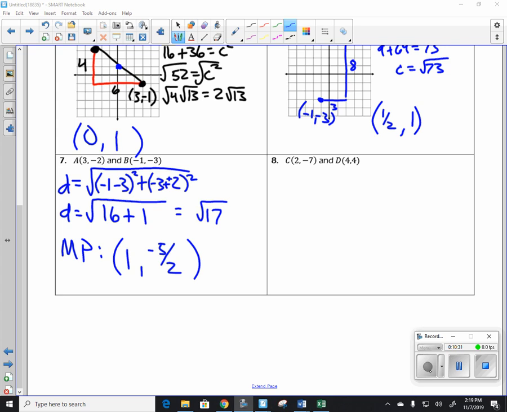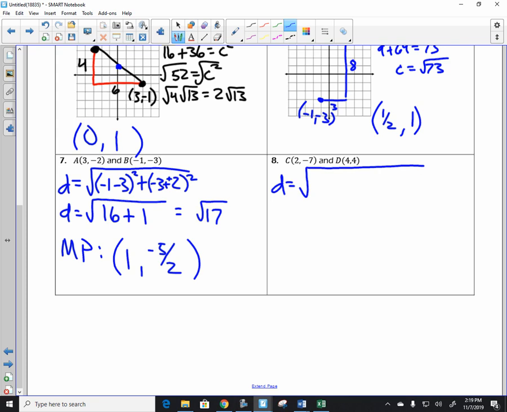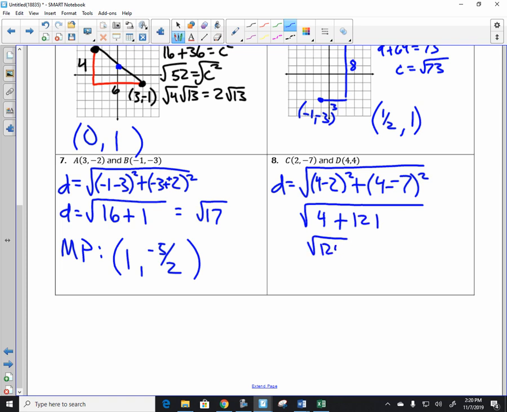Okay, let's check, see how you did here. Square root of 4 minus 2 squared plus 4 minus -7 squared. So you should get 4 minus 2 is 2, squared is 4, and 4 minus -7 is 11, squared is 121. Square root of 125. Can you simplify the square root of 125? 25 goes in how many times? 5. We get 5 roots of 5.